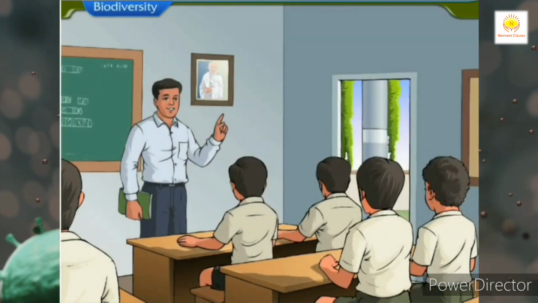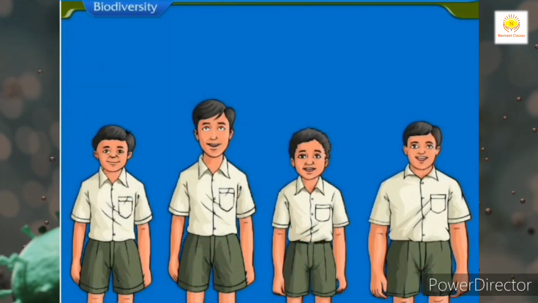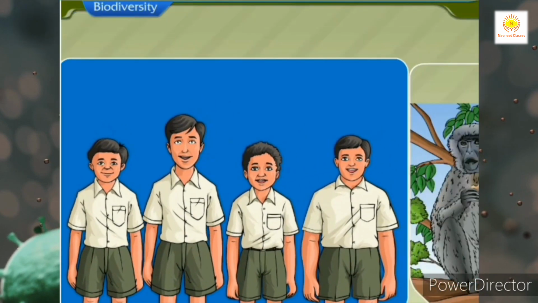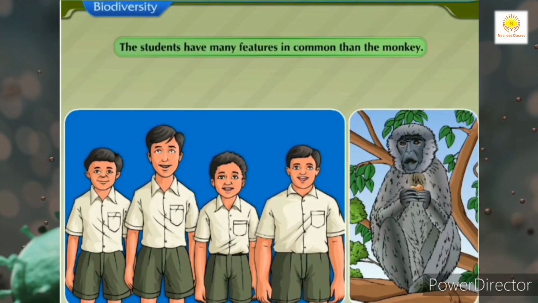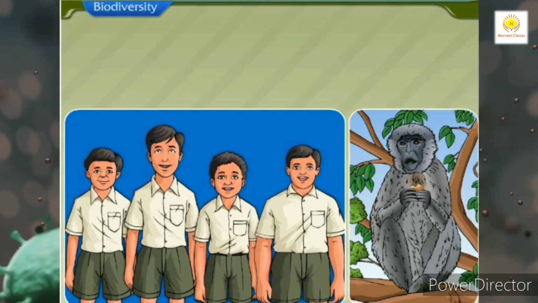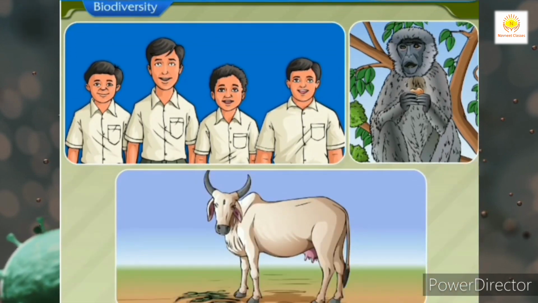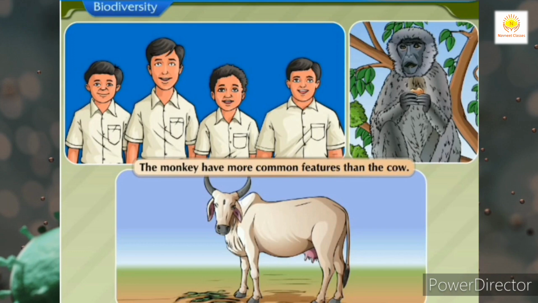Let us compare the students in a class. We can find that they differ in their appearance, height, physique, etc. If we add a monkey to the comparison list, we can find that the students have many features in common with each other than with the monkey. Let us also add a cow to the list. Now we can see that the monkey has more common features with the students than the cow.